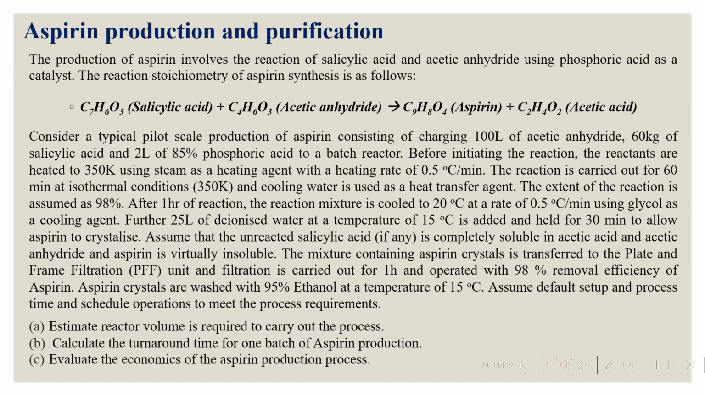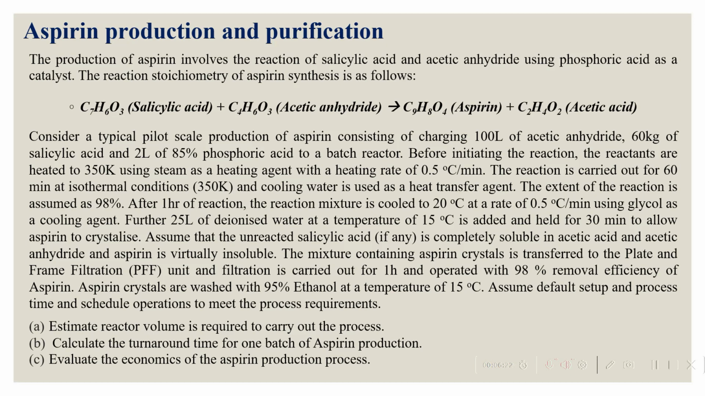And for understanding better, I have taken one case study, or an example problem, that is aspirin production and purification. So the problem statement is as follows. The production of aspirin involves the reaction of salicylic acid and acetic anhydride using phosphoric acid as a catalyst. So the reaction stoichiometry of aspirin synthesis is as follows. That is, 1 mole of salicylic acid reacts with 1 mole of acetic anhydride, giving you 1 mole of aspirin and 1 mole of acetic acid.